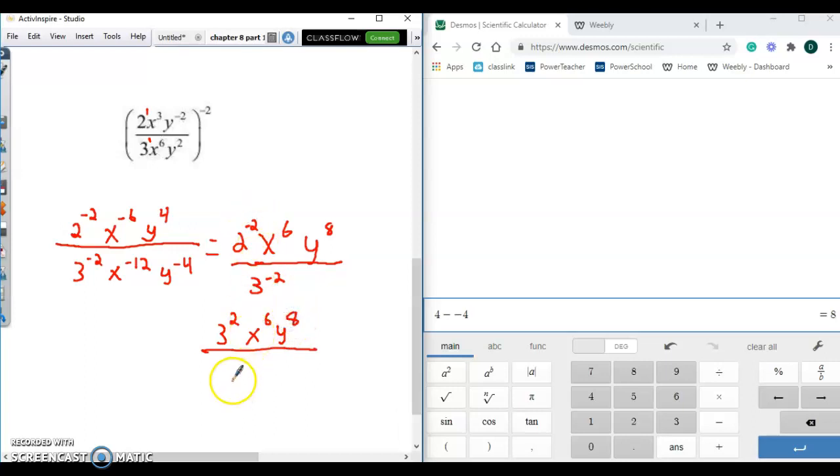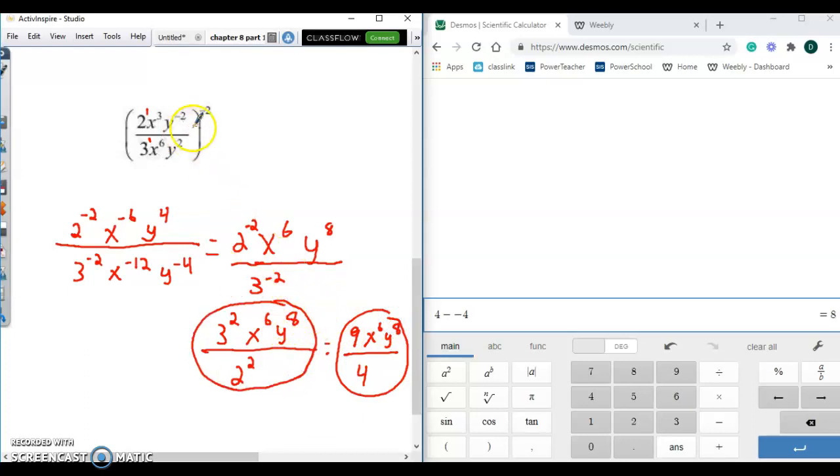And that 2 to the -2 will become a 2 squared on the bottom. Remember, we just move it and it becomes positive. Again, this is good. You can leave it at that. If you want to be great, 3 squared is 9, x to the 6, y to the 8th, and 4 on the bottom. All right, both of these are acceptable.